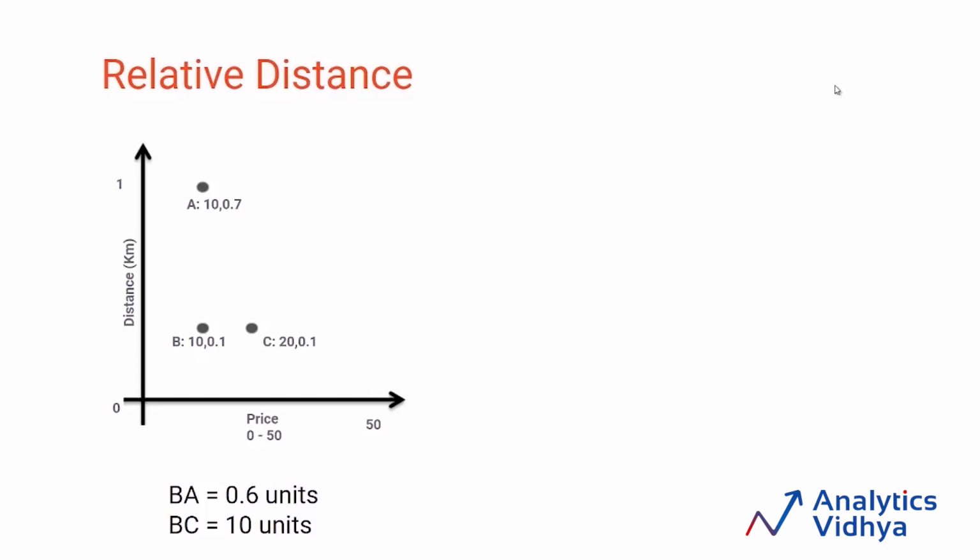Now we can clearly see that BC has a smaller distance than BA, but according to the calculation, it looks like BA is smaller than BC. So what's the solution here? Can we not use the distance-based algorithms at all?